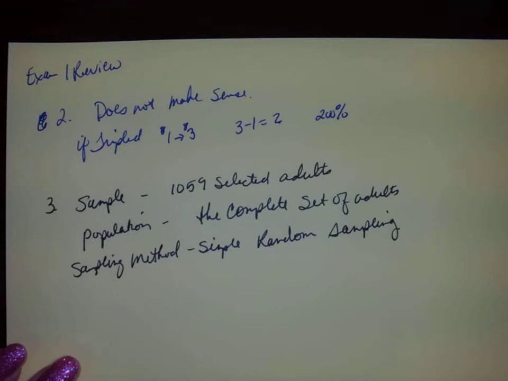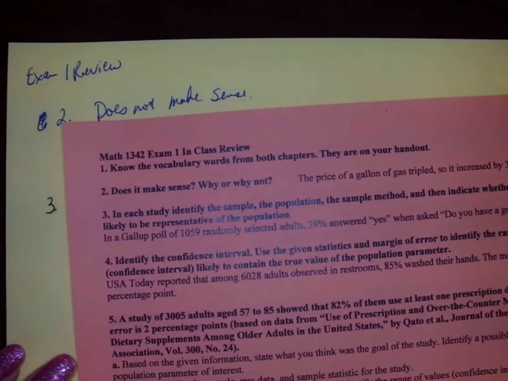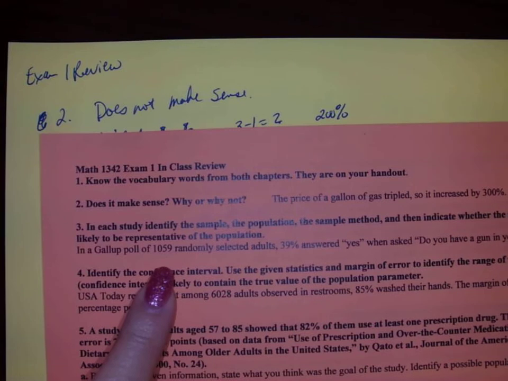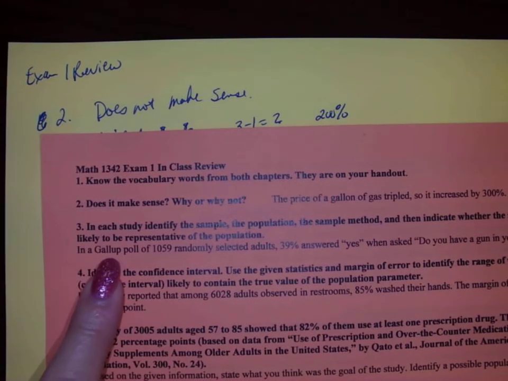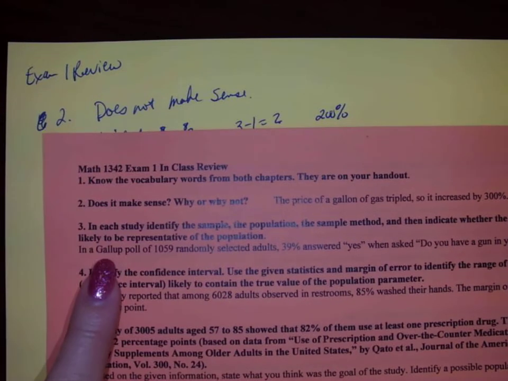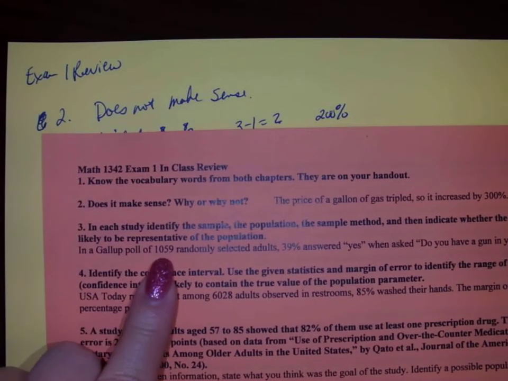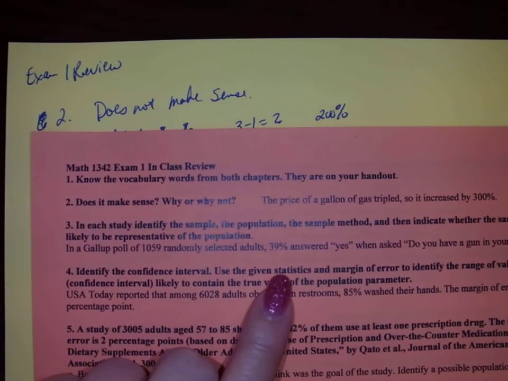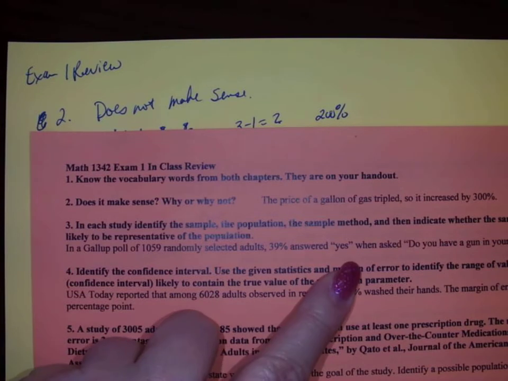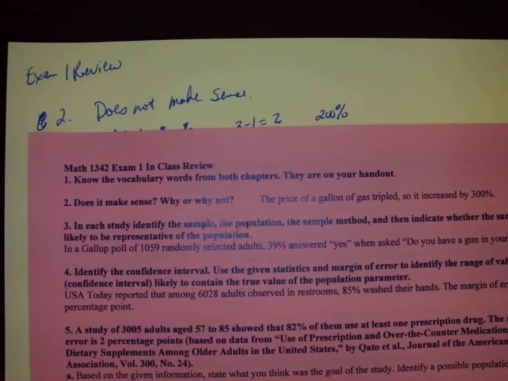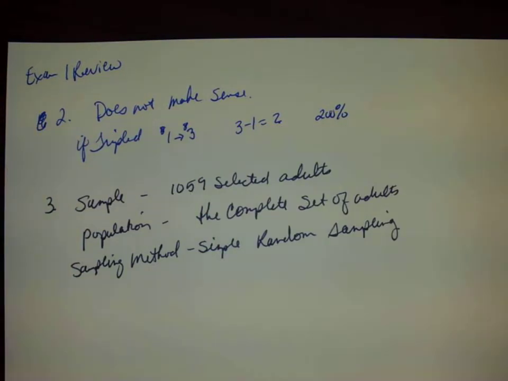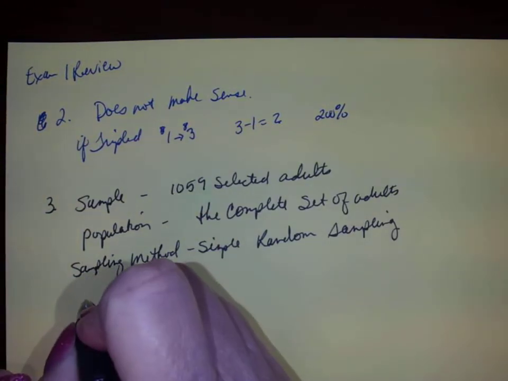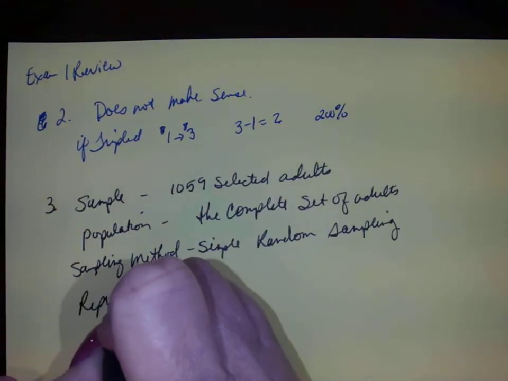Indicate whether the sample is likely to be representative of the population. Well, they polled 1,059. It's also by Gallup. Gallup is a name of a poll. It's a well-known name. But the fact that they gave us a name on the poll, we have 1,000 people. That's not a bad thing. 39% answered yes when they asked if they had a good. So with that Gallup and that 1,059, it's probably going to be that way. So representative will be the question.